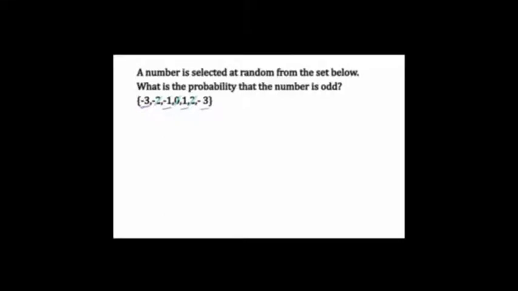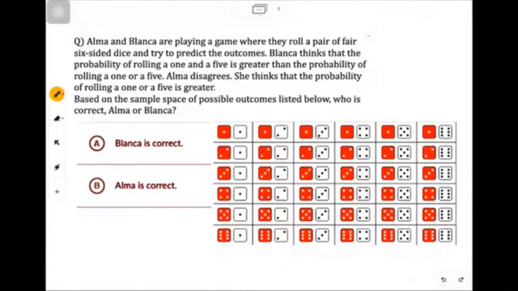So in total, we have 3 even numbers and 4 odd numbers, which equals 7 numbers in total. And since we have 4 odd numbers, the probability of us choosing a random number and it being odd is 4/7. Alma and Blanca are playing a game where they roll a pair of fair six-sided dice and try to predict the outcomes.